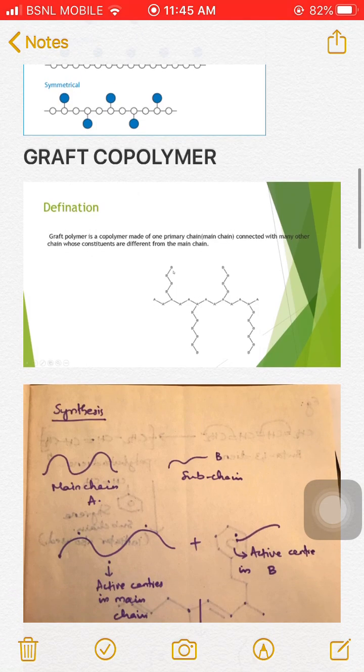So what is a graft copolymer? The definition of a graft copolymer is that it is a copolymer made of one primary chain, that is the main chain, connected with many other chains whose constituents are different from the main chain. That is, in the middle you have the main chain A, and you have subchains B attached at different points on the main chain. This is the structural representation of a graft polymer.